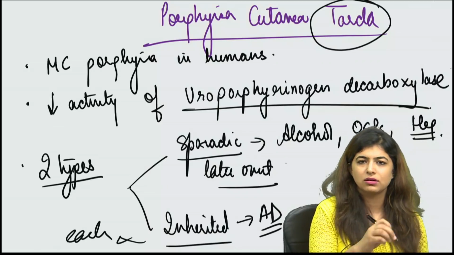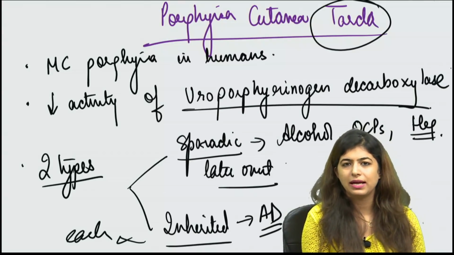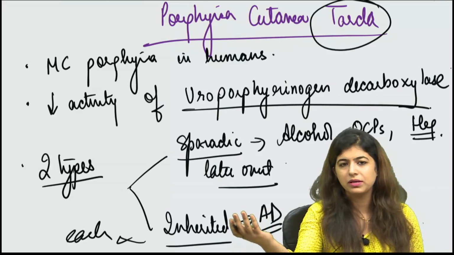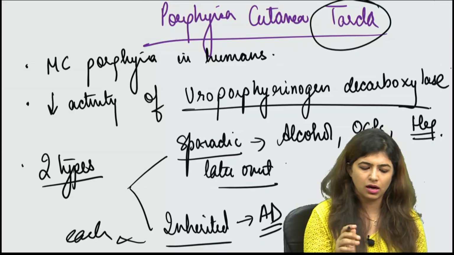Tarda means late. So this is one of the porphyrias which may generally not show immediately at birth. Unlike the other porphyrias, this can also happen later in life. That is why it is called tarda.